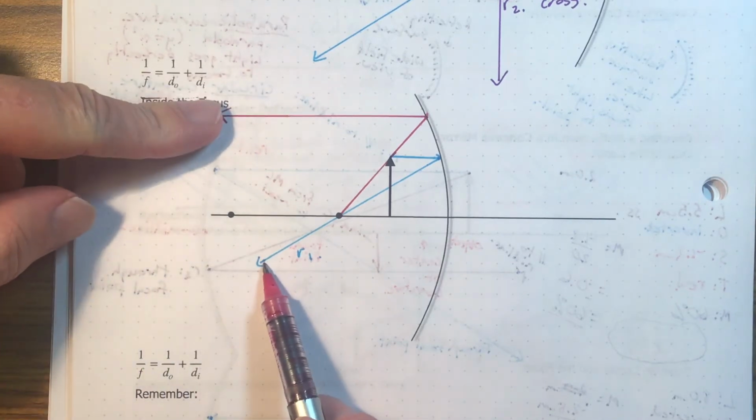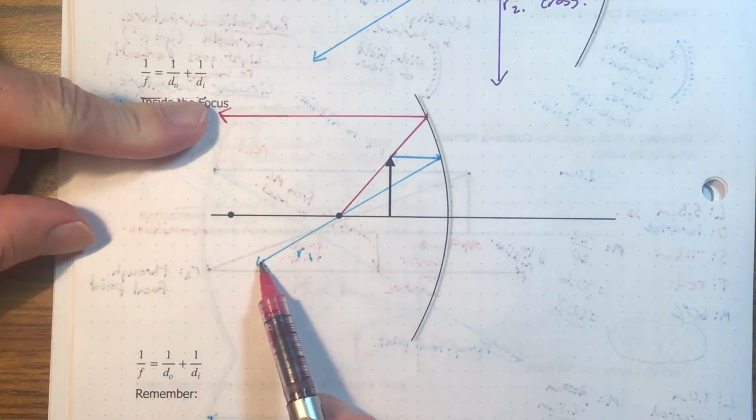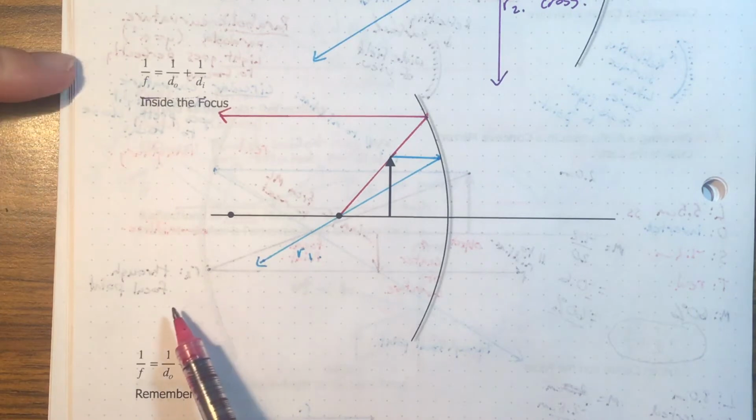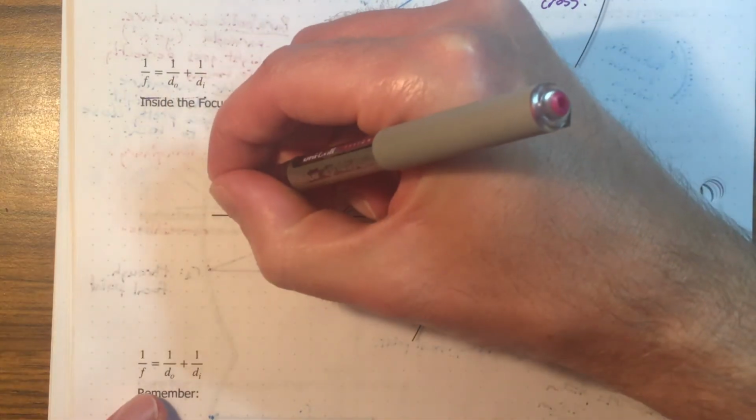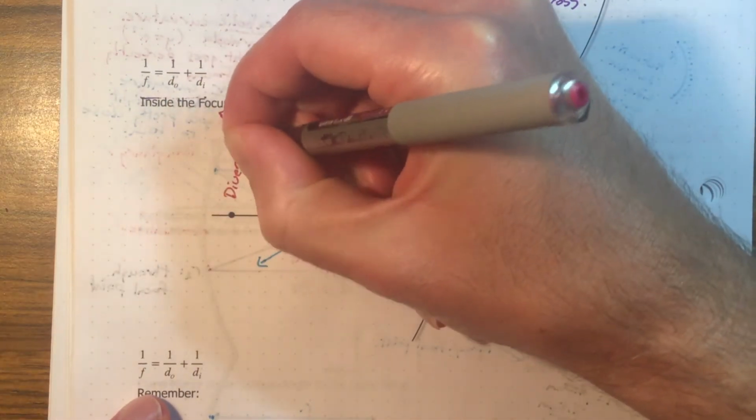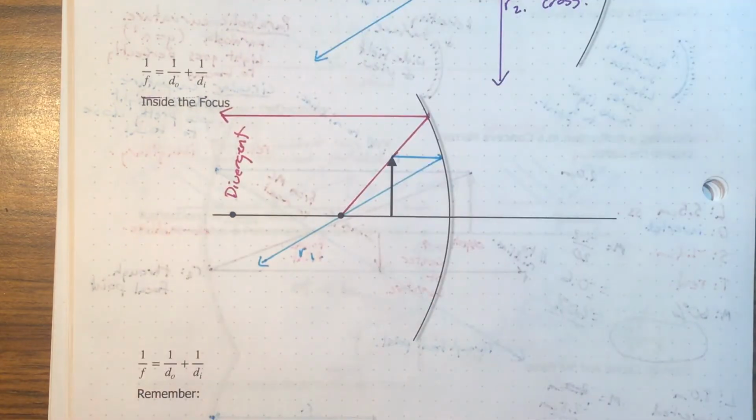Look at these two rays. These two rays will never meet. They're divergent. They will keep spreading apart forever. So we have divergent rays. Divergent rays tell us we're going to get an imaginary image. But where does that image happen?